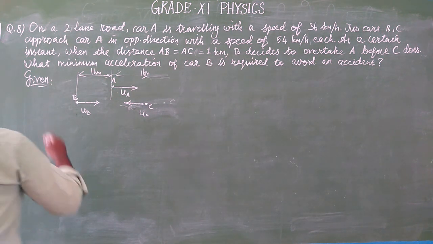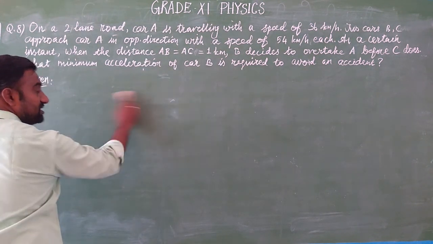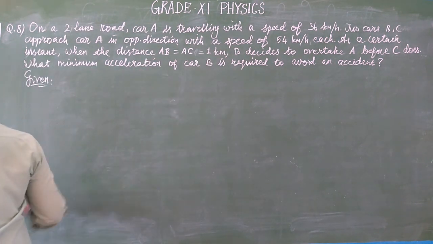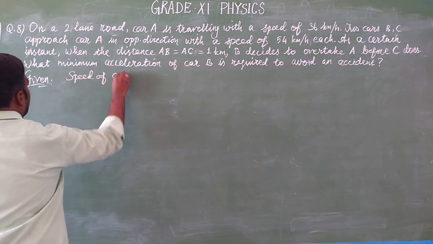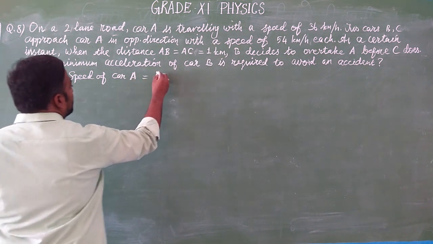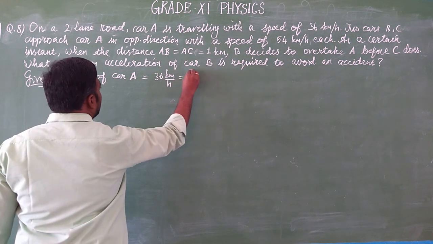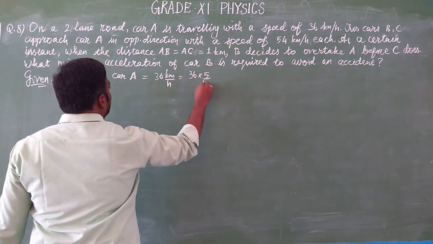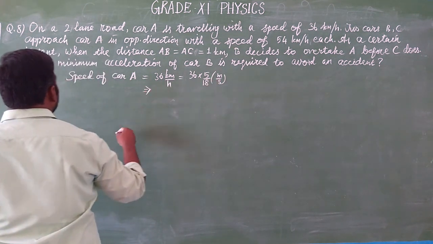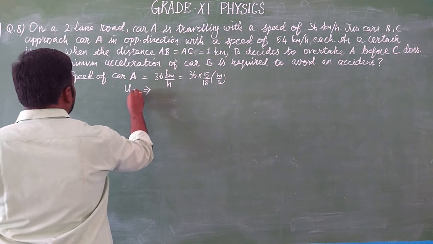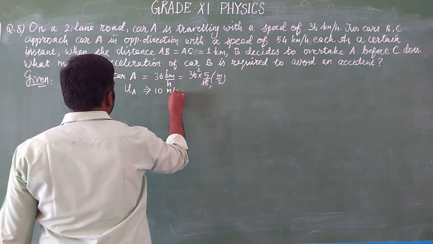Okay. So first we'll write the given data. The diagram, you are clear, I think. Here is given the speed of car A. What is the speed of car A? It is 36 km per hour. Convert into meters per second. So 5 by 18, no? So 36 into 5 by 18 meters per second. So the speed of car A is 10 meters per second.